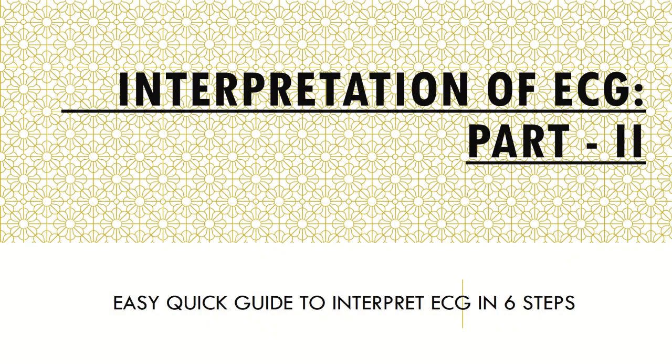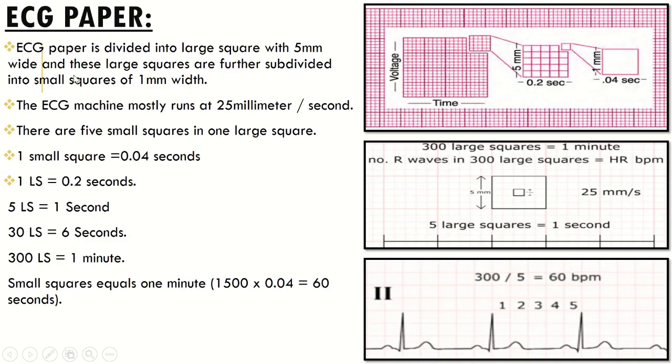Hello everyone. In today's topic, we are going to discuss the interpretation of ECG. This is part 2. In part 1, we already discussed how an ECG works and what the standard 12-lead ECG is. So in this part 2, we are going to discuss the 6 easy steps to interpret the ECG. So, ECG paper.